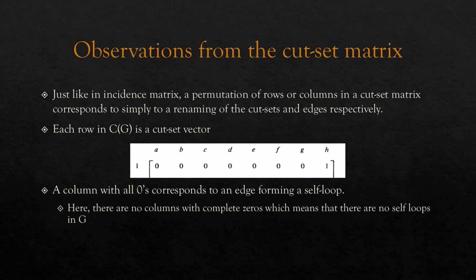There are some observations that we can get from the cut set matrix that we just saw. The rows and columns correspond to cut sets and edges, and each row in a cut set matrix is a cut set vector. A column with all zeros corresponds to an edge forming a self loop. But here you can see there are no columns with complete zeros, which means that there are no self loops in the graph.